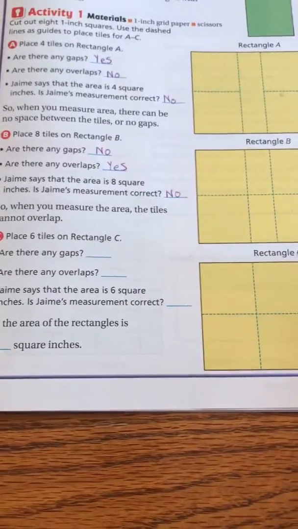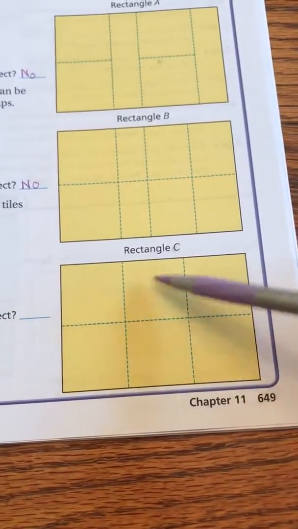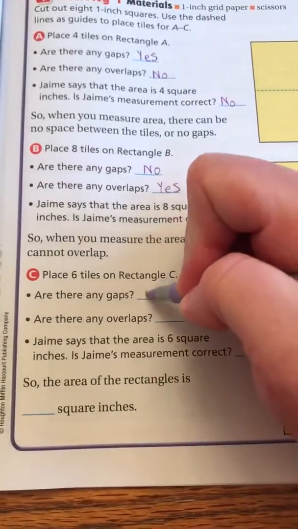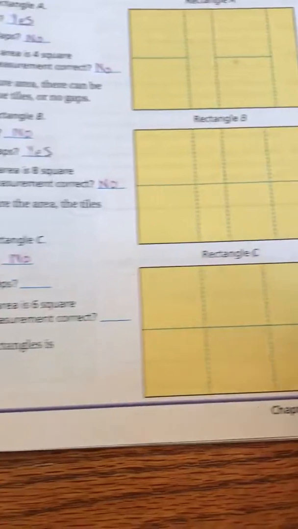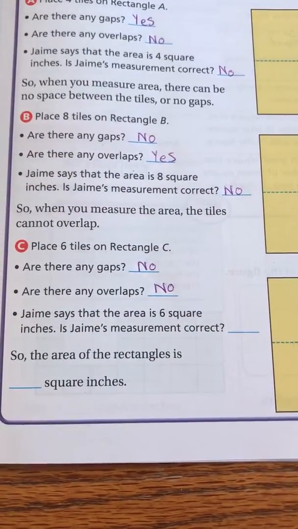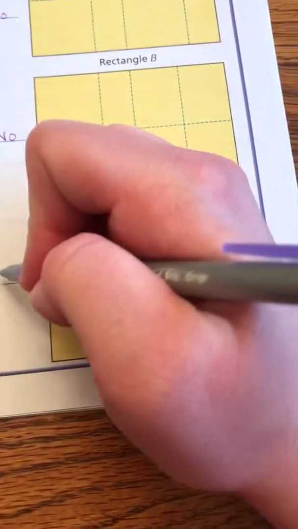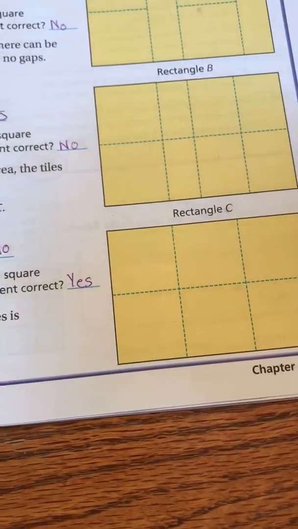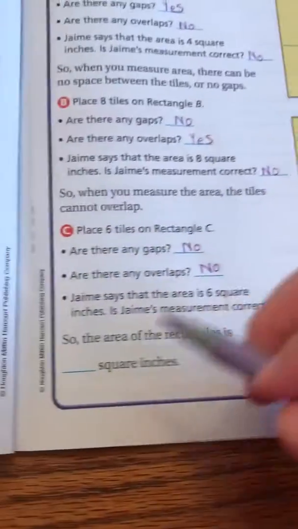So then we have rectangle C. It says place 6 tiles on rectangle C. So you can see we have 6 tiles. Are there any gaps? No. Are there any overlaps? The answer is no. Jamie says that the area is 6 square inches. Is Jamie's measurement correct? Yes. So the area of rectangle C would be 6 square inches.